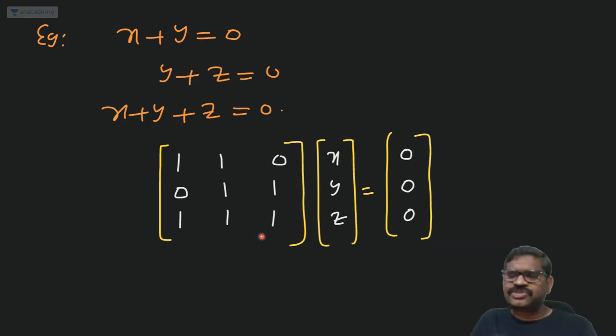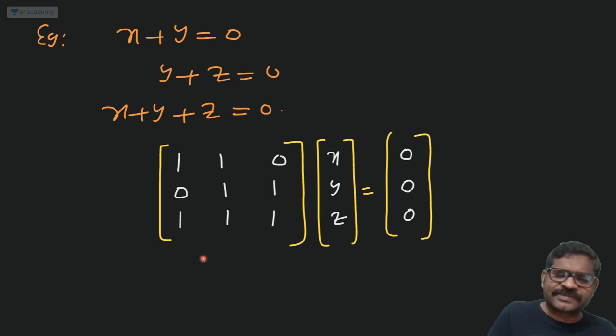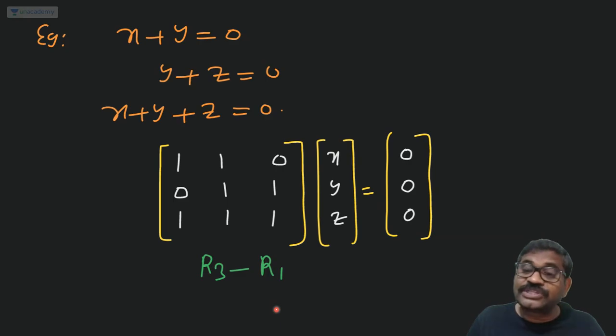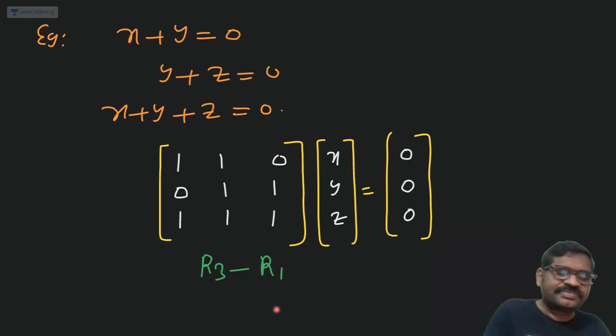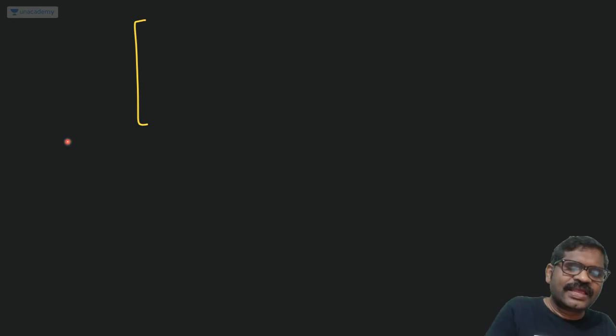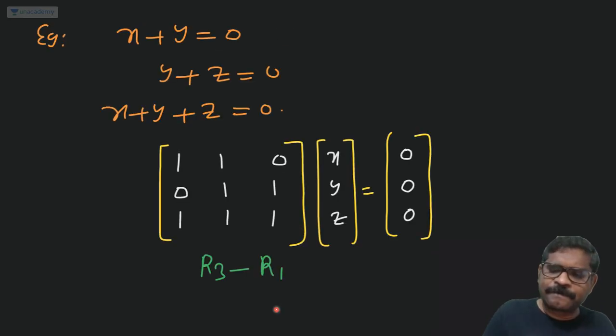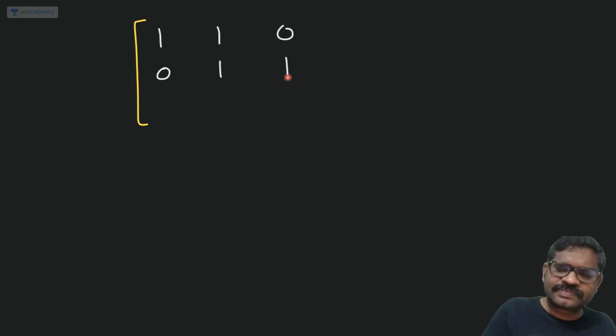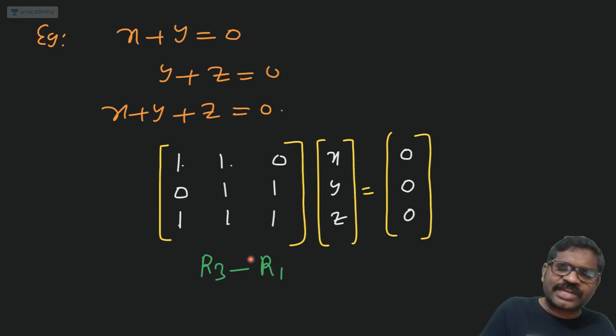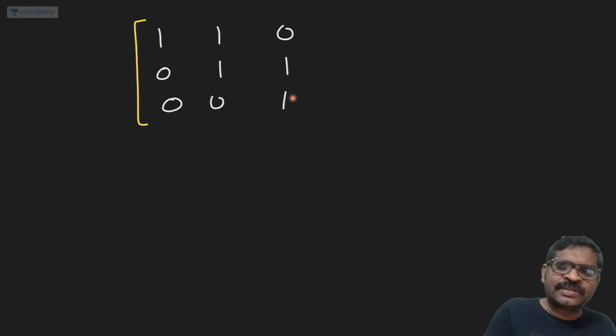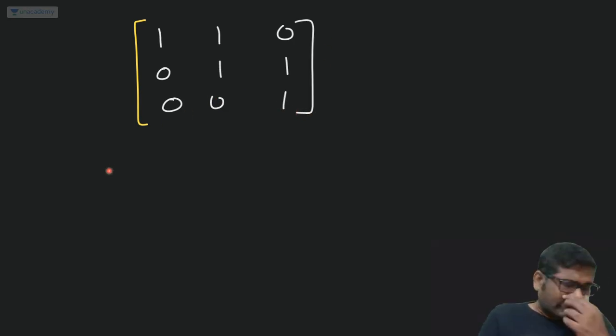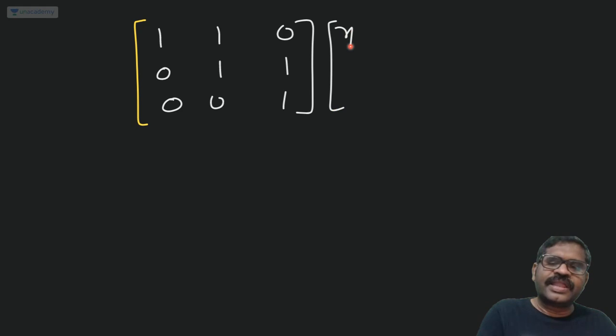1 1 0, 0 1 1, 1 1 1. Okay. Now apply the operation R3 minus R1 to reduce the matrix to echelon form, because I have to calculate the rank of A. Now 1 1 0, 0 1 1, 1 minus 1, 1 minus 1, 1 minus 0, times x y z equal to 0 0 0.